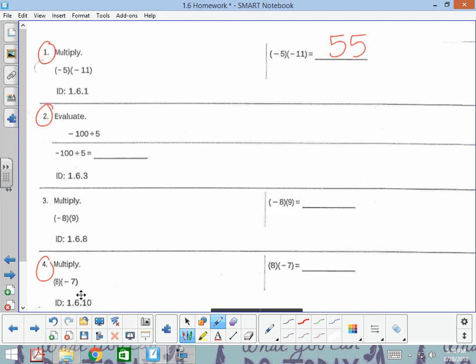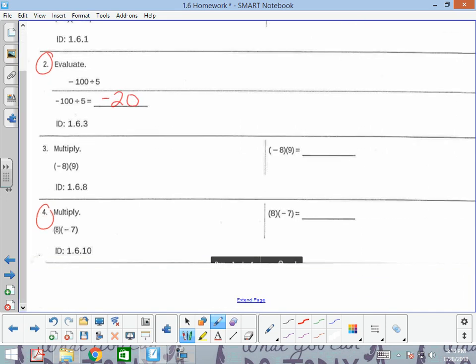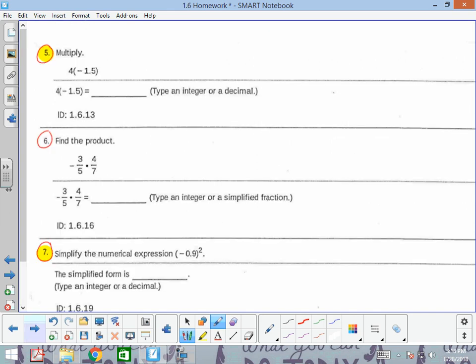Number 2, we're dividing negative 100 by 5. So we're dividing. They're different signs, so our answer will be negative. Okay, number 4, multiplying different signs. Our answer will be negative. Number 5, I want you to show some work on this one.